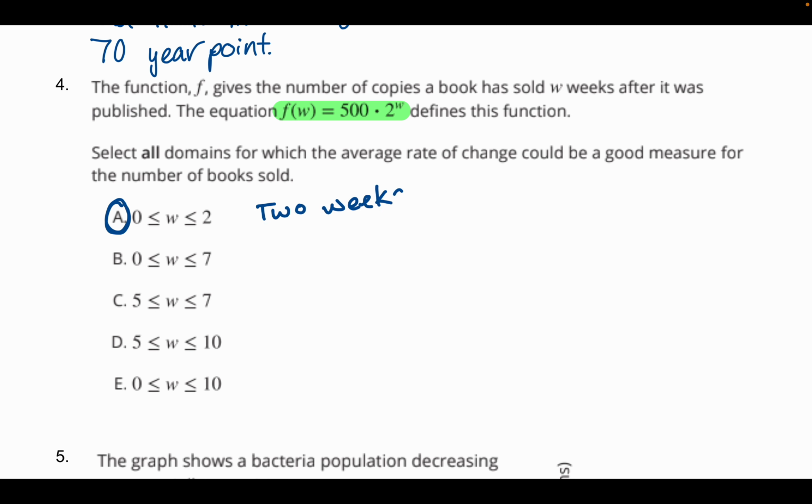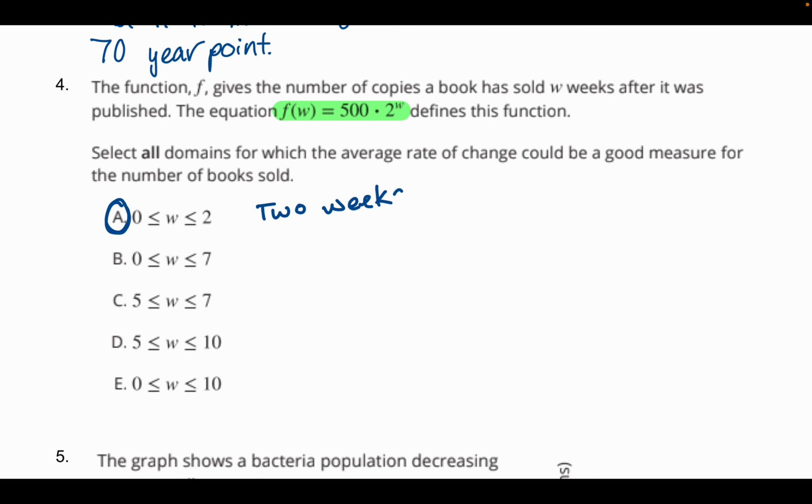5 to 10 for our next one, that's a little questionable. I would probably say no for that one and no for E. So the only two where it could be a good measure is just for these shorter intervals from 0 to 2 and from 5 to 7. Especially since it's exponential, it's going to change a lot if we go even further than that. Okay. Yeah. So let's work on question 5.